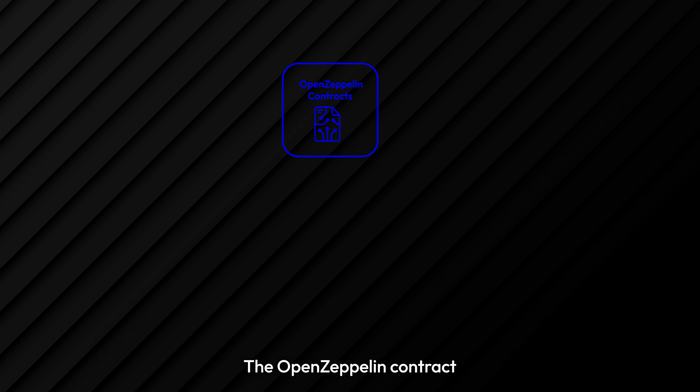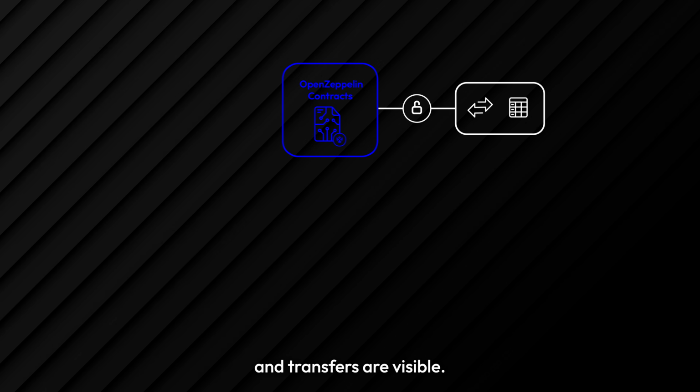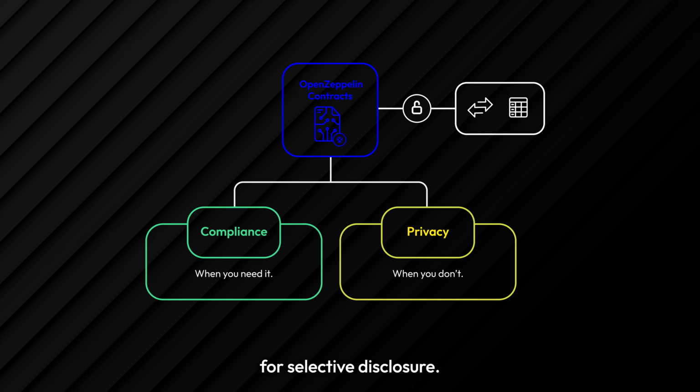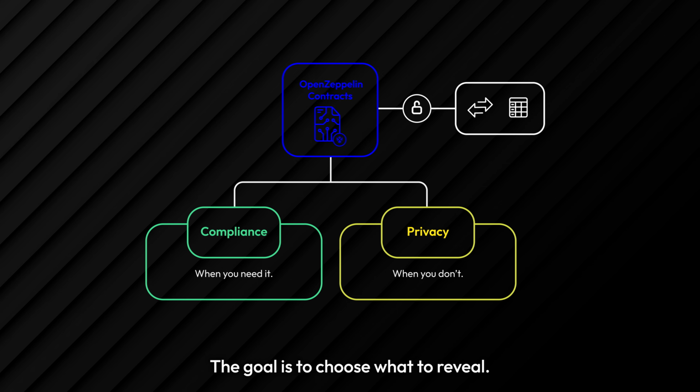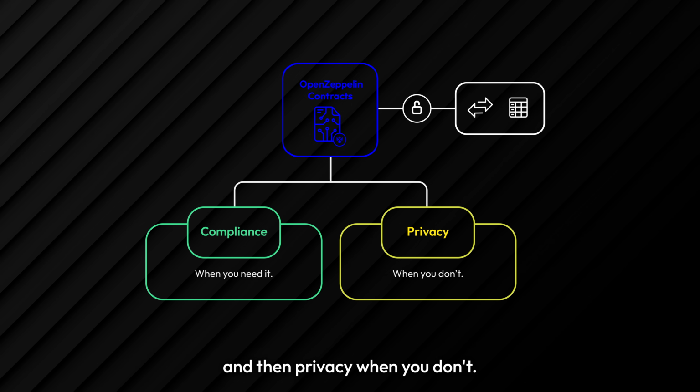The OpenZeppelin contracts are still in alpha and are currently unshielded, which means balances and transfers are visible. But the architecture is designed for selective disclosure. The goal is to choose what to reveal: compliance when you need it, and privacy when you don't.